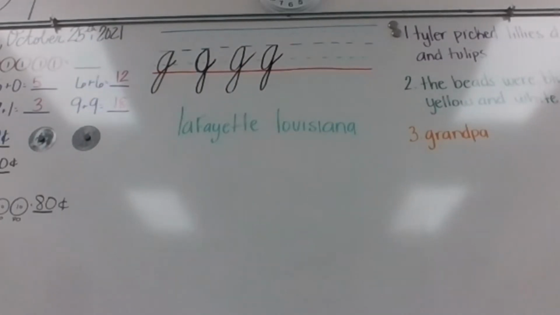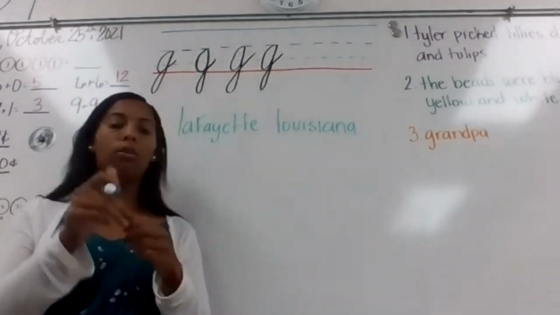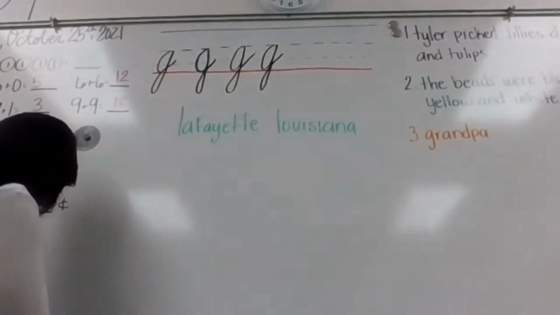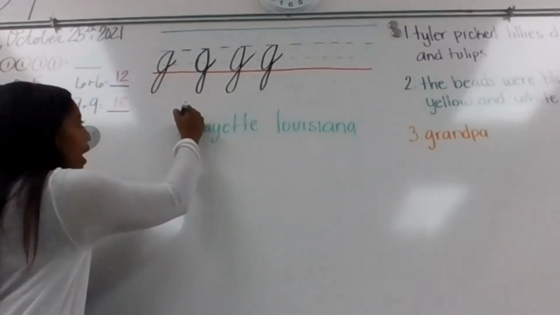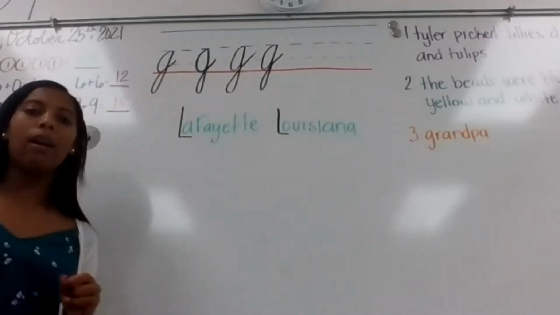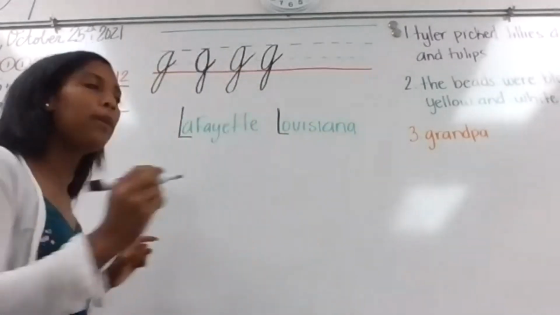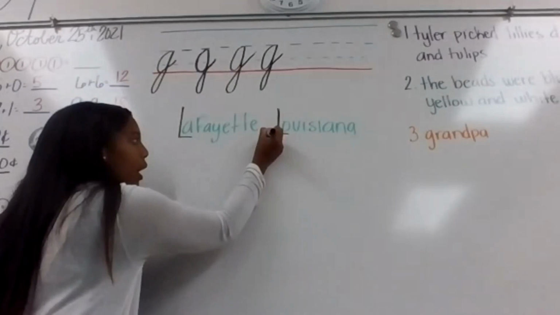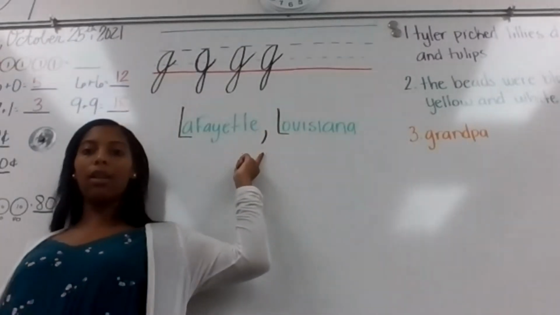So I will use figures for that. Okay? So this is Lafayette, Louisiana. So I just said that we have to capitalize it. So I'm gonna capitalize the L in Lafayette, the city, and the L in Louisiana, the state. Now, to separate the two, the city and the state, I put what's called a comma between them. See that? This is called a comma.